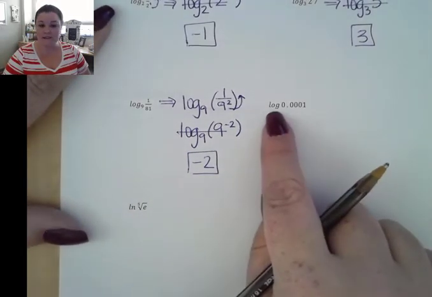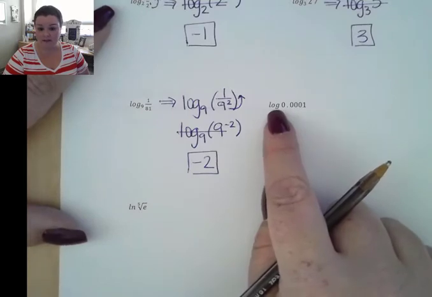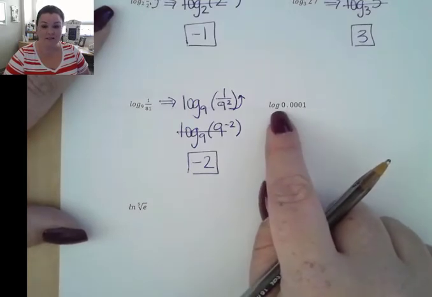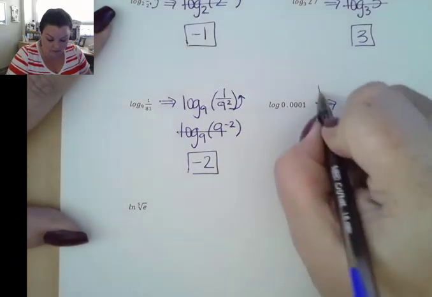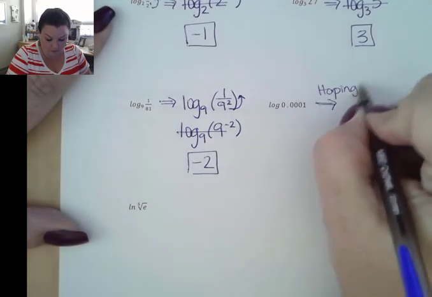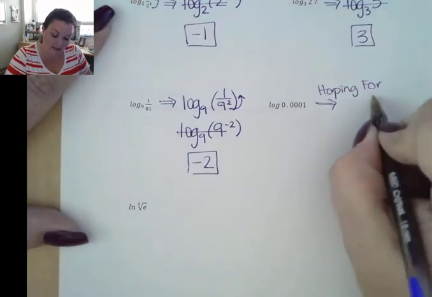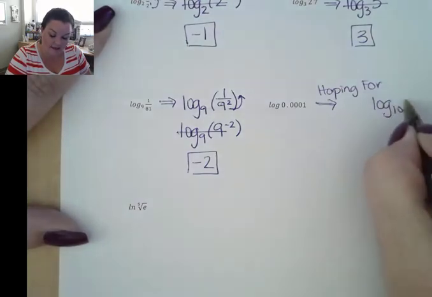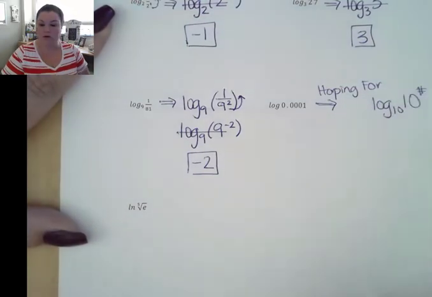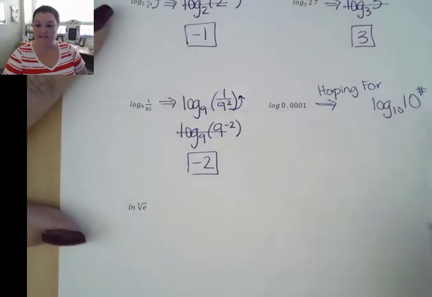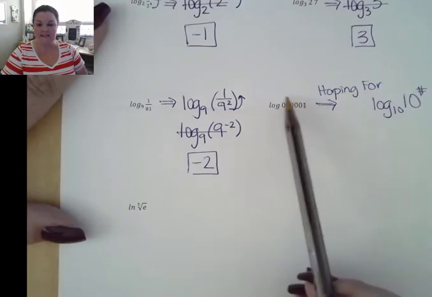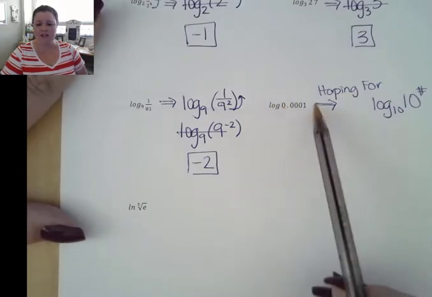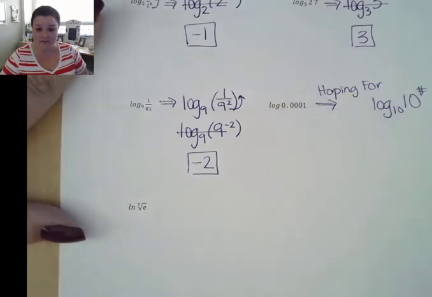Now notice this one doesn't have a log base. So when there's no base written there, remember it's an implied base 10. So what I'm hoping for is to be able to write this as log base 10 of 10 to some power, right? That way my log base 10 and 10 will cancel. So I have to figure out what power of 10 this decimal is. So I'm first going to change this decimal into fraction form.